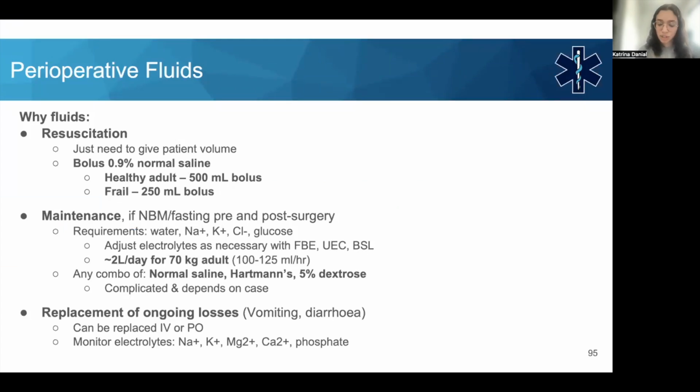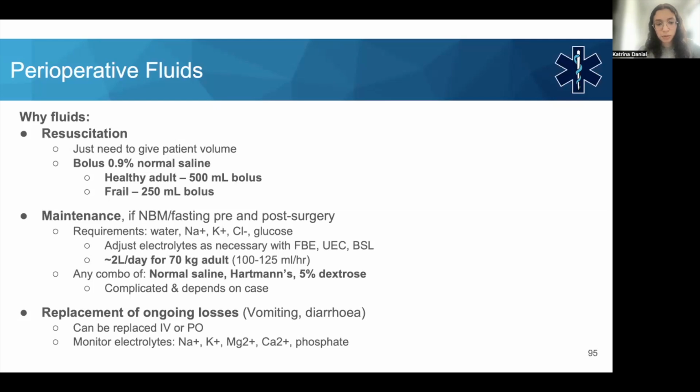1, if the patient needs fluid resus, so we need to give them volume. 2, for maintenance. So if they have to fast for surgery, so nil by mouth, you still want to make sure that they get the electrolytes that they need. And if they're having an ongoing loss like vomiting and diarrhea, these are all reasons why we would prescribe somebody fluids. In terms of resus, the point is just to get the volume up in the circulation.